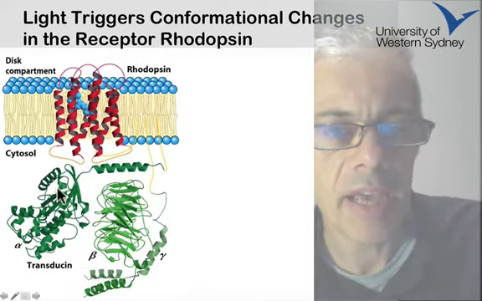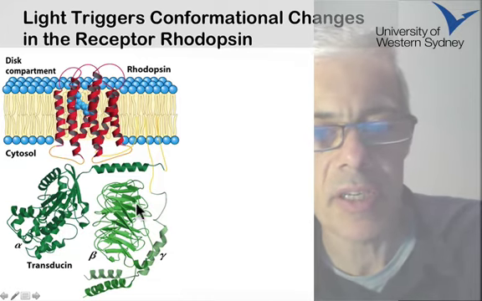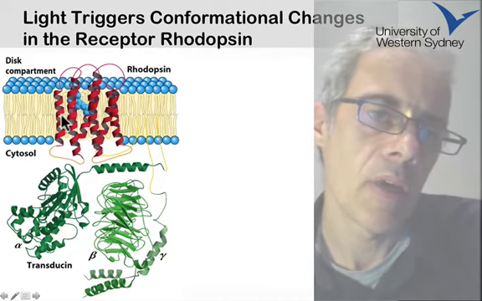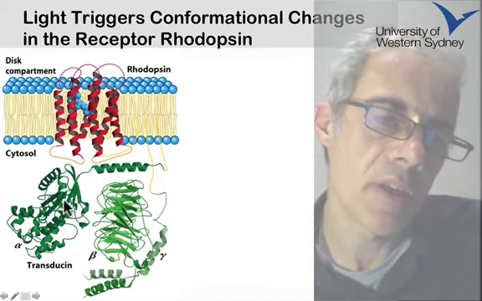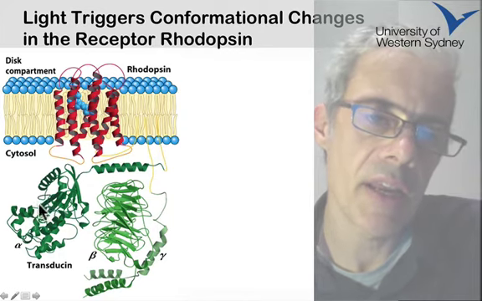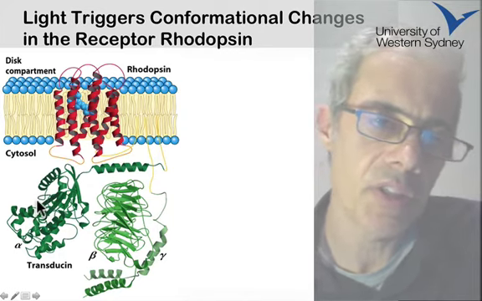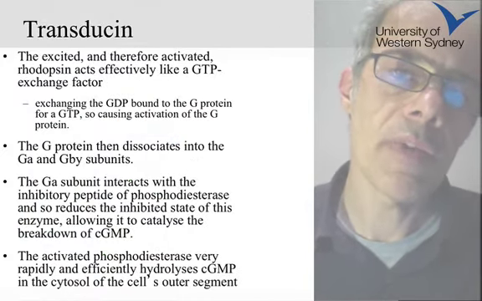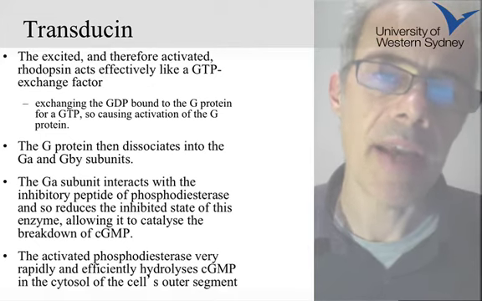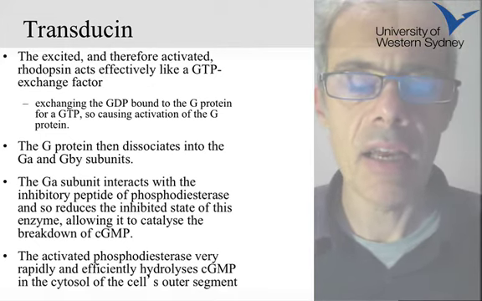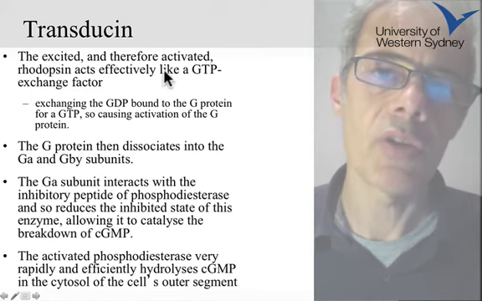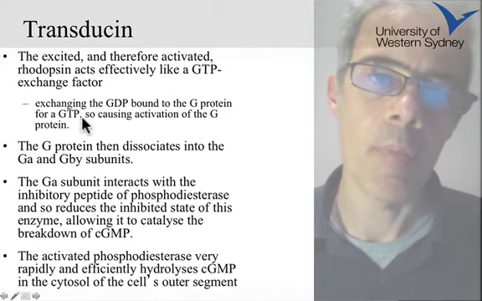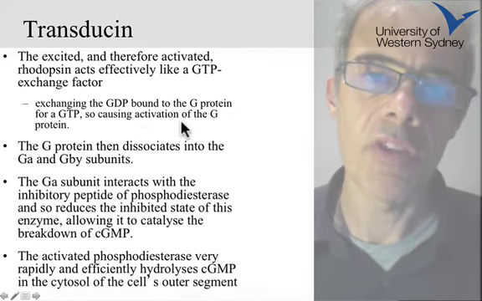So this just shows the heterotrimeric G protein with the alpha, beta and gamma subunits bound to the receptor. The alpha subunit is the actual G protein, which can then activate or transduce the signal to another component in the cell. So effectively, when the receptor is activated, it acts like a guanine exchange factor. So it causes the GDP to be exchanged for GTP. Now this causes activation of the G protein.